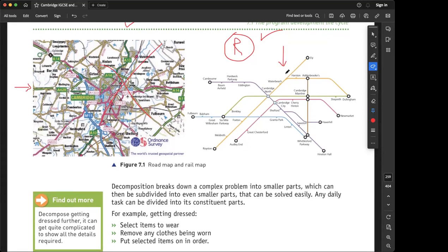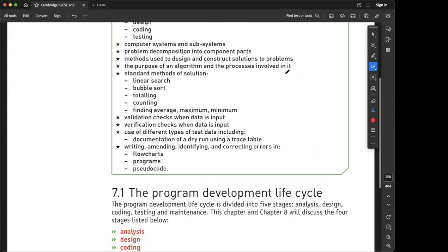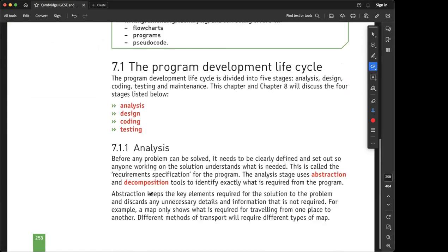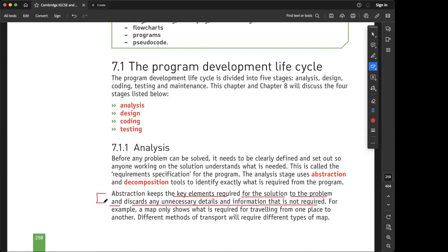What is abstraction? Basically, to delete the repeated stuff and unnecessary details and only keep the important stuff. Exactly. So we are not going to use the information which is not required. Abstraction keeps the key elements required for the solution to the problem and discards any unnecessary details. Simple. Is that okay?